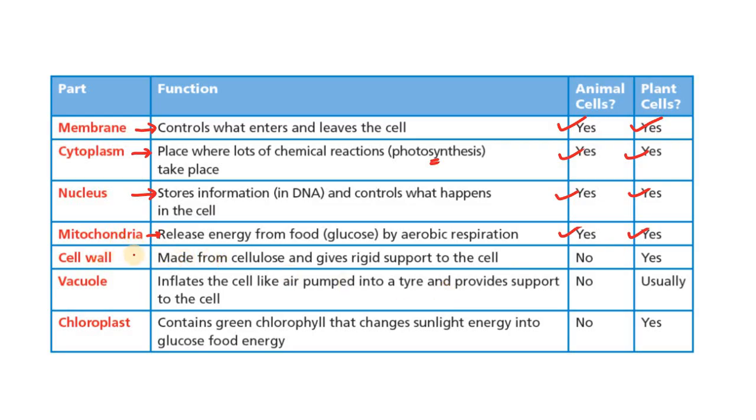Now we have the concept of cell wall, which is made up of cellulose and gives support to the cell. Now this is present only in the plant cell. Next, we have vacuole, which inflates the cell like an air pump into a tire and provides support to the cell. Again, this is present usually in plants. And finally, we have the chloroplast, which contains green chlorophyll that changes sunlight energy into glucose food energy, which is present in plants.